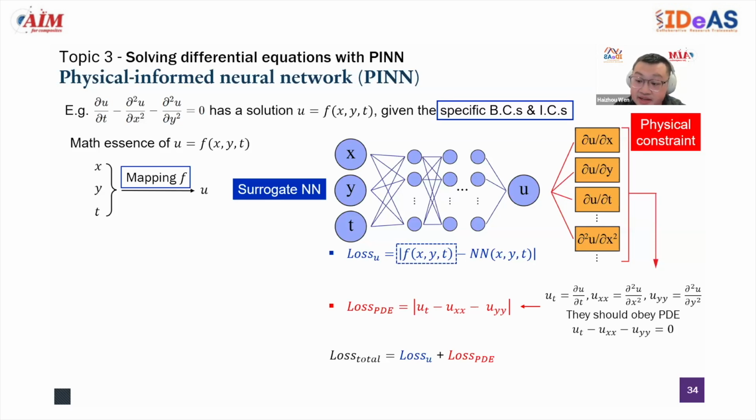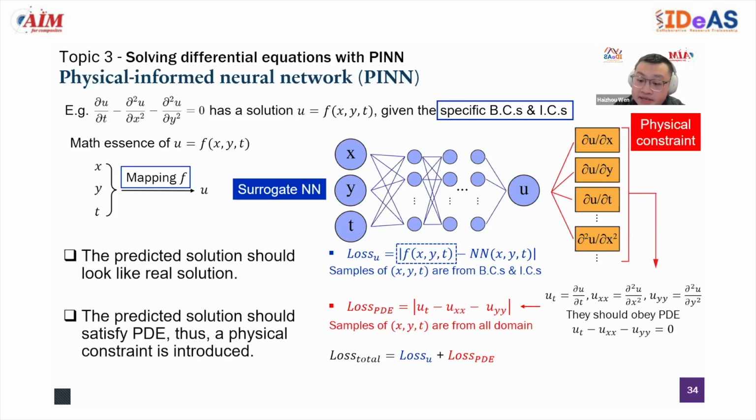Meanwhile, if you think about the definition of the physical loss, we don't actually need any known field value as a reference. So the training data for the red physical loss can be just sampled from anywhere in the whole domain. And that is a very important thing in using PINN. We need to know where to sample the training data. So basically, PINN is approximating the solution of the PDE in both directions. The predicted solution should look like a real solution, and the predicted solution should satisfy the PDE.